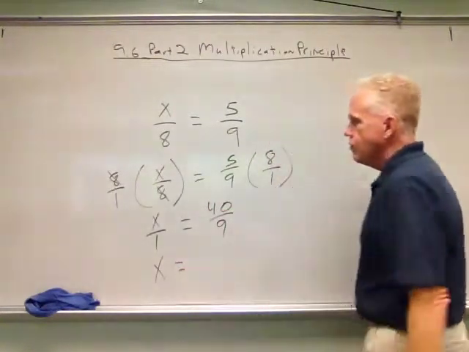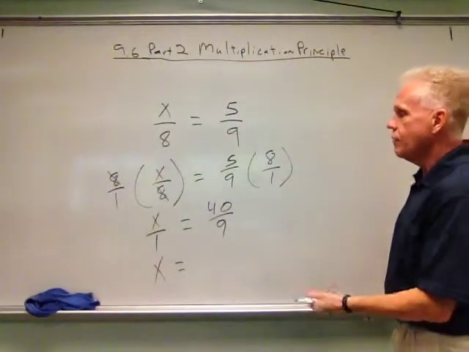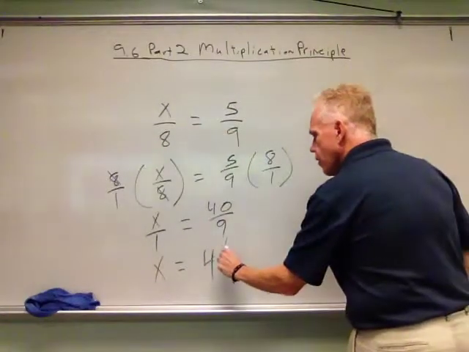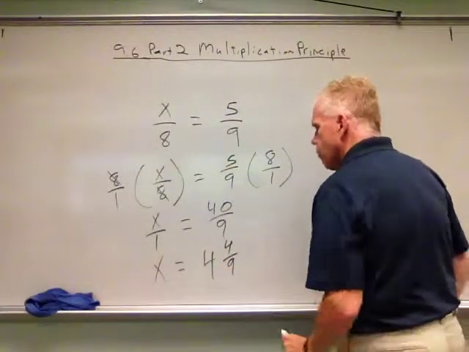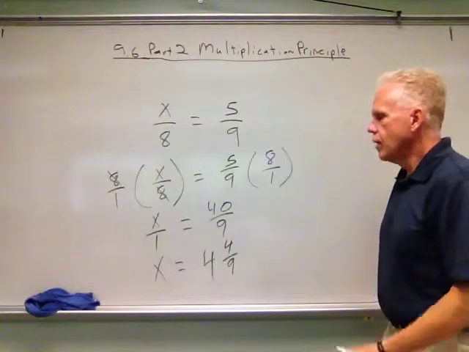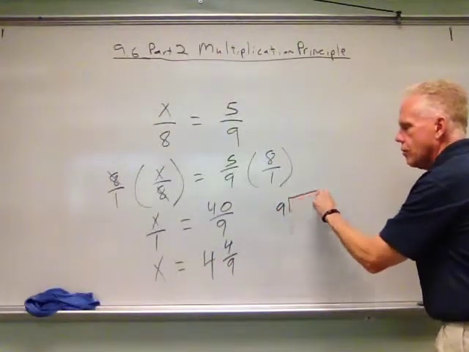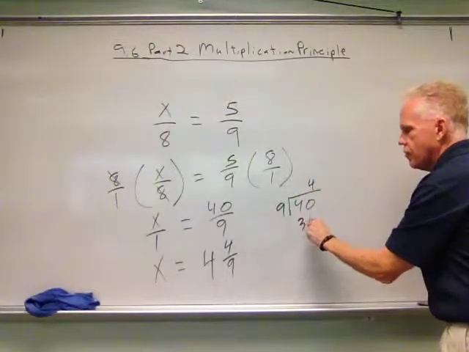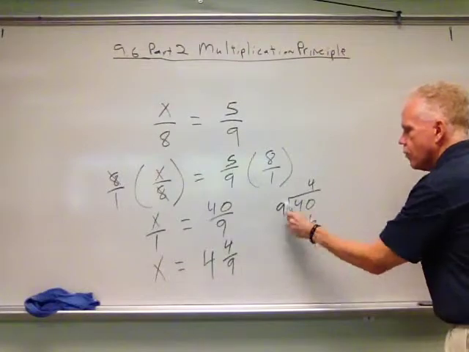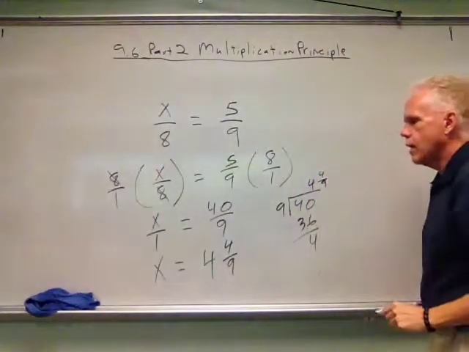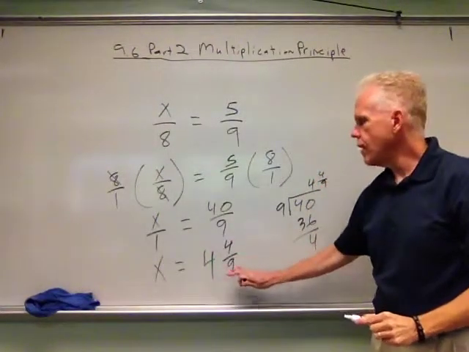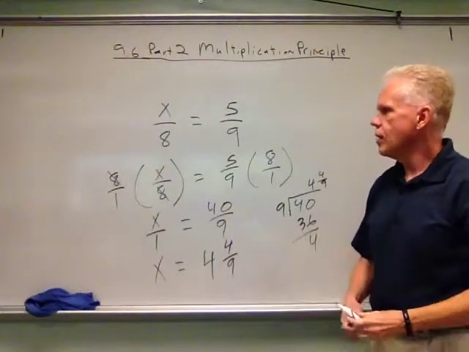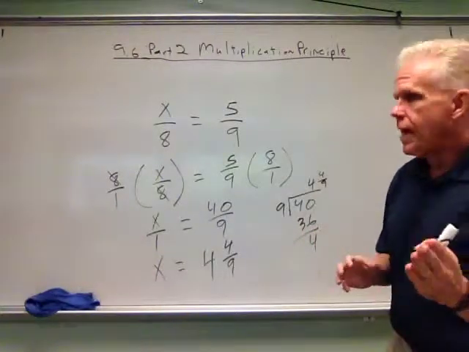If I want to change that into a mixed number, 9 into 40 goes 4 times. 4 times 9 is 36, with 4 left over, 4 and 4 9ths. That would work also. All I did right there was 9 into 40. Just in case you weren't sure about that, it goes 4 times, that's 36, 4 left over, 4 over 9. And I didn't even have to do that piece. This is a simplified improper fraction. This is a simplified mixed number. Let me go back to what I was going after here.